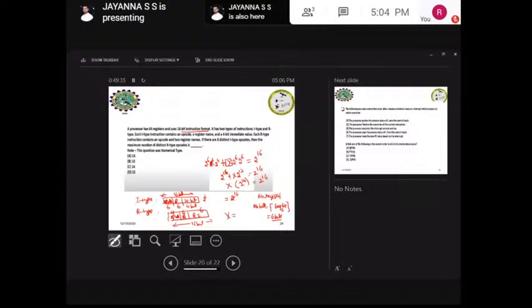Then x is equal to 2 power 16 divided by 2 power 12. We'll get 2 power 4. So therefore x is equal to 16. So that is the maximum number of distinct R type opcodes, that is 2 power 4, it is 16.